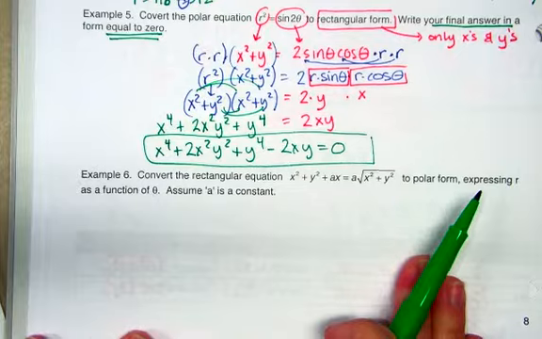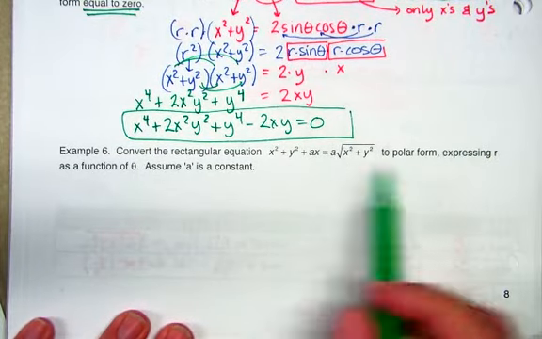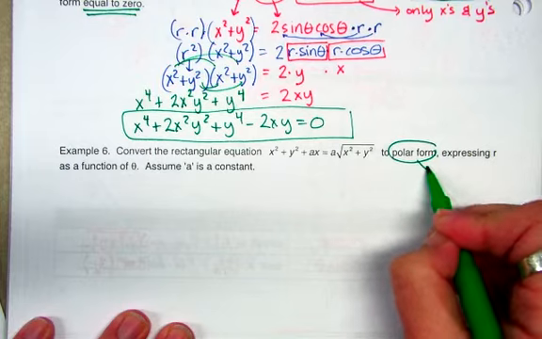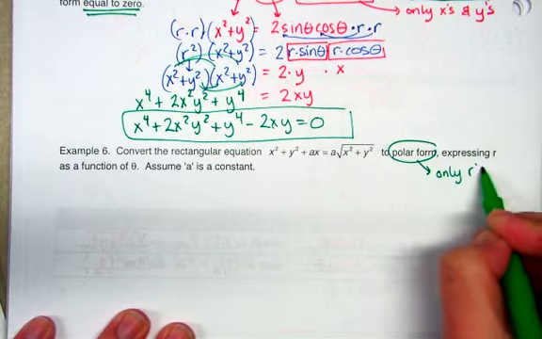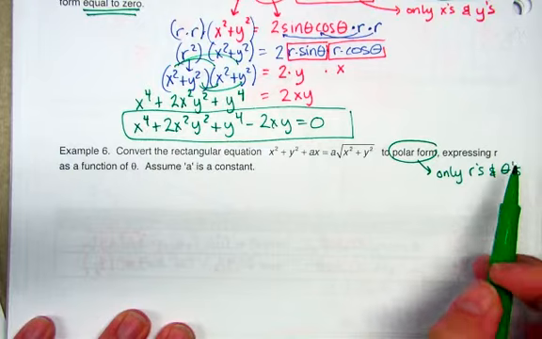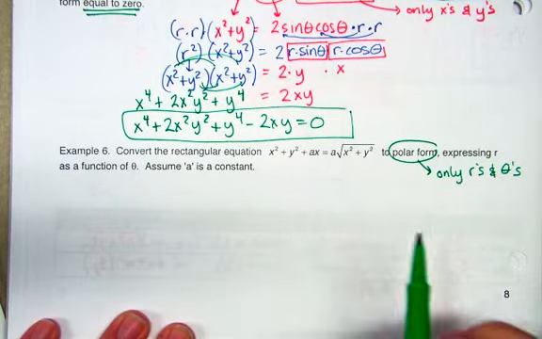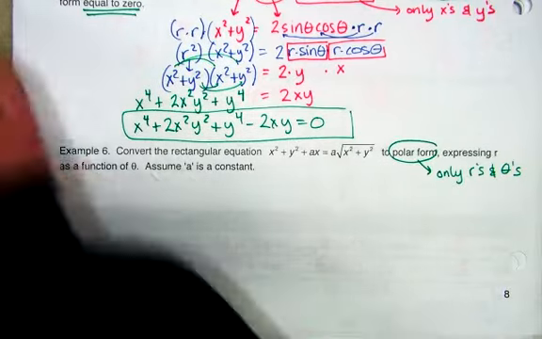Let's go the other way. Convert from rectangular, notice it's all x's and y's, to polar, only r's and thetas, expressing r as a function of theta. So in the end, what that means is that it'll be r equals something. Assume that a is just some constant.